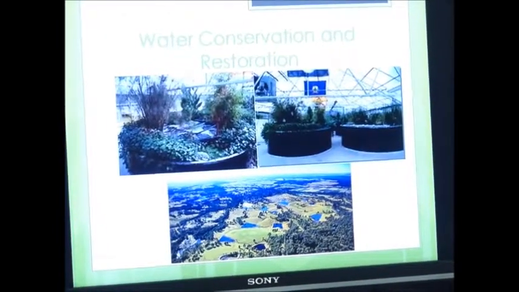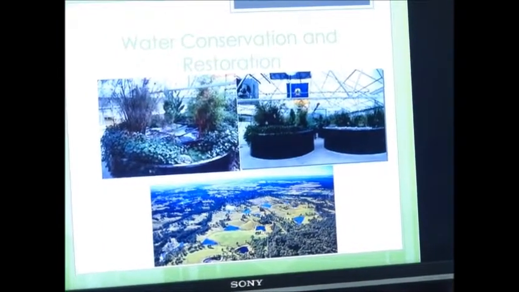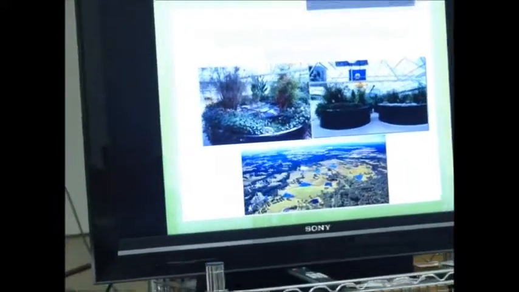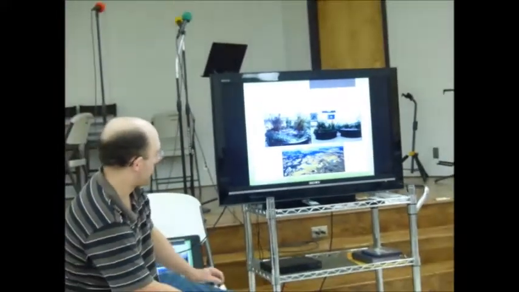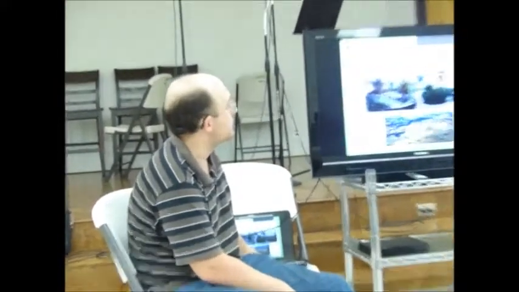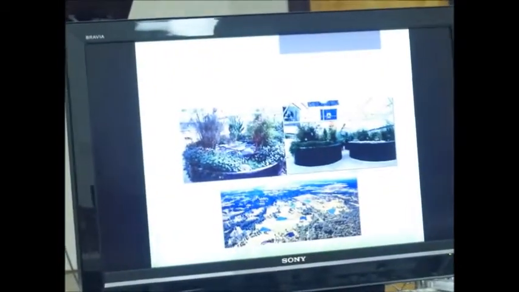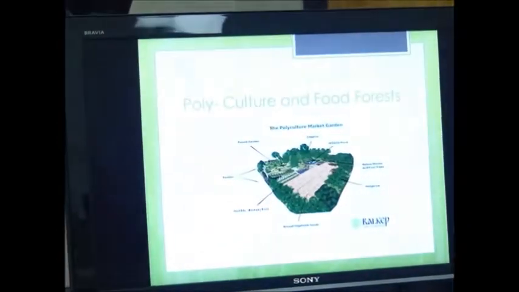So every municipality should have them. They're about a tenth of the cost of a traditional chemical water treatment plant. So water conservation and restoration, really important, especially in today's age.